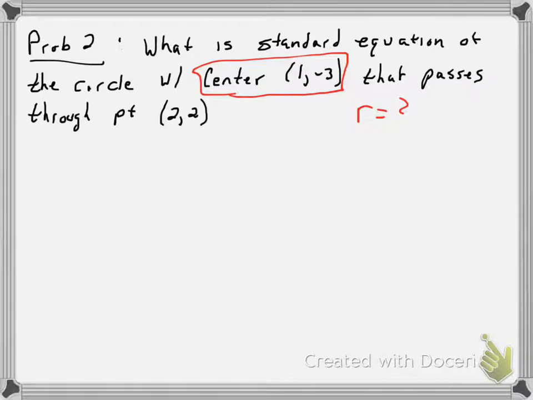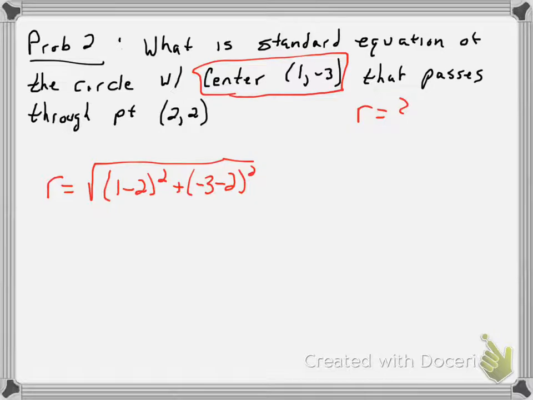And again, radius is going to equal the square root of our x's, which are (1 - 2)², plus our y's, which is (-3 - 2)². That ends up giving me the square root of (-1)² plus (-5)², which will give me the square root of positive 1 plus 25, which is just the square root of 26. Now, I don't need to simplify the square root of 26.